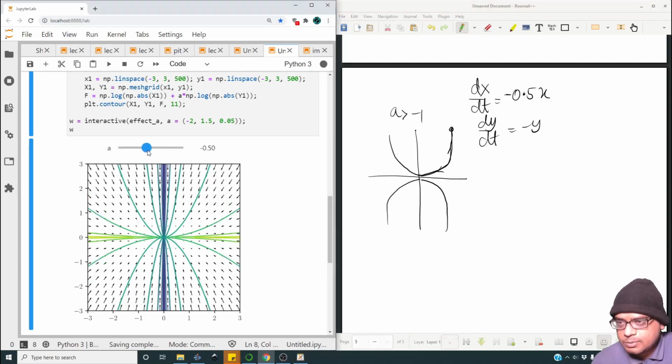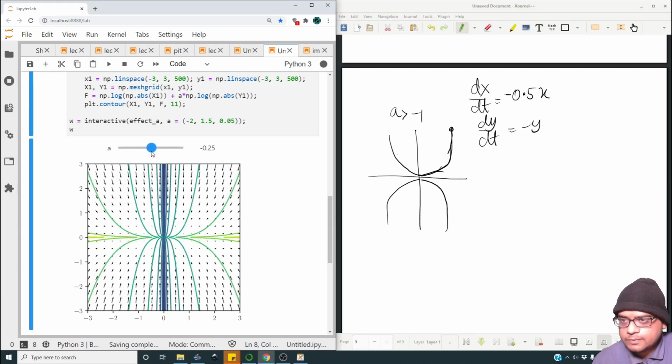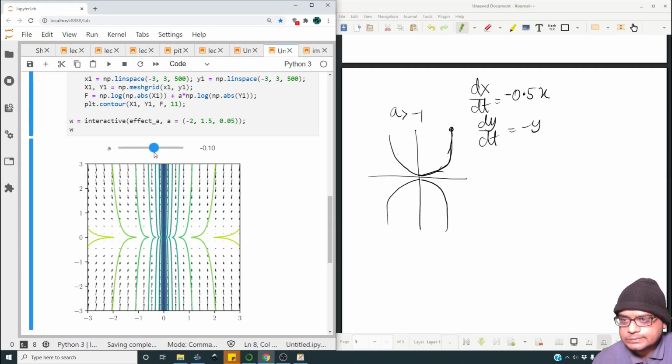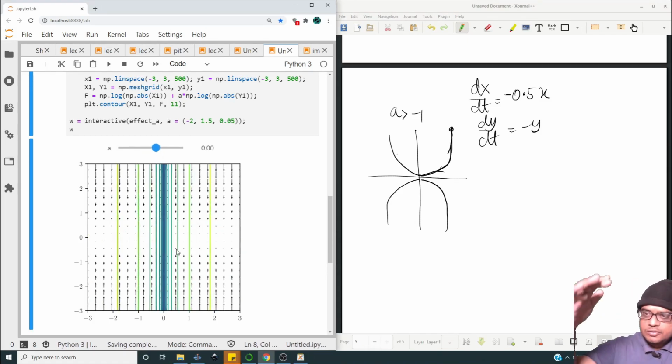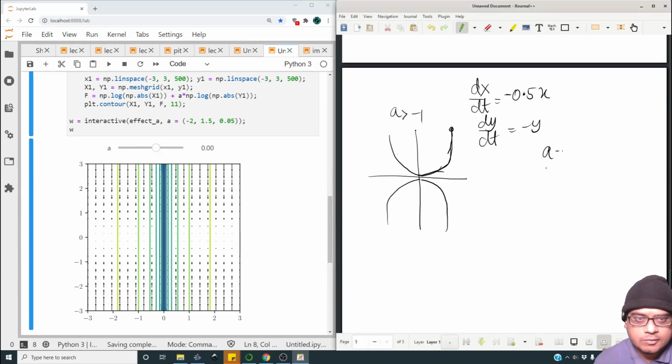Now let us see what happens at a equal to 0. So at a equal to 0, all the vectors are pointing towards the x-axis. Okay, so before that, this is also a stable point. Okay, all the points are being attracted towards the origin. So this is also a stable node or an attracting node, whatever you want to call it.